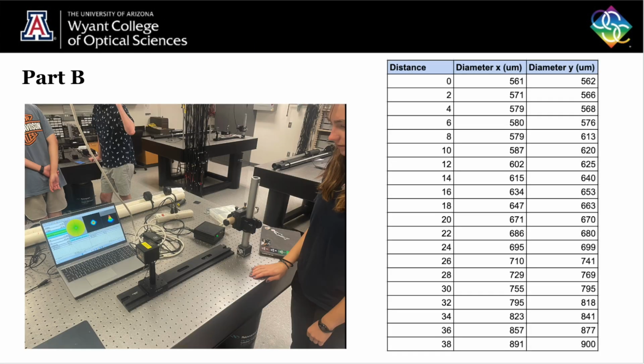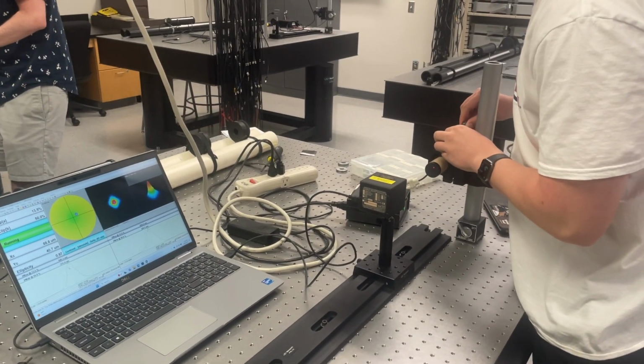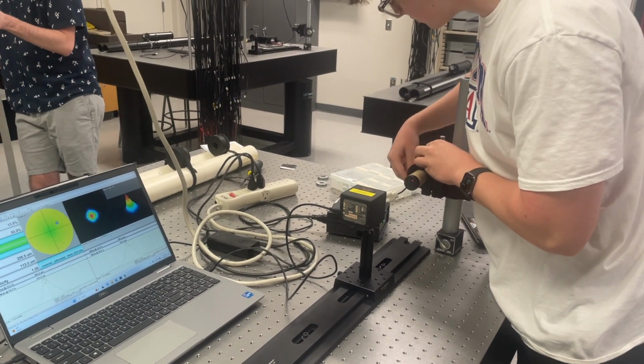In part B, our experimental setup included a Heaney laser and a beam profiler to measure the laser beam's divergence. We began by placing the beam profiler at several different points along the optical axis, starting at a distance of roughly 2 centimeters away from the laser and moving outwards. At each position, we recorded the beam's width along the x and y axis.